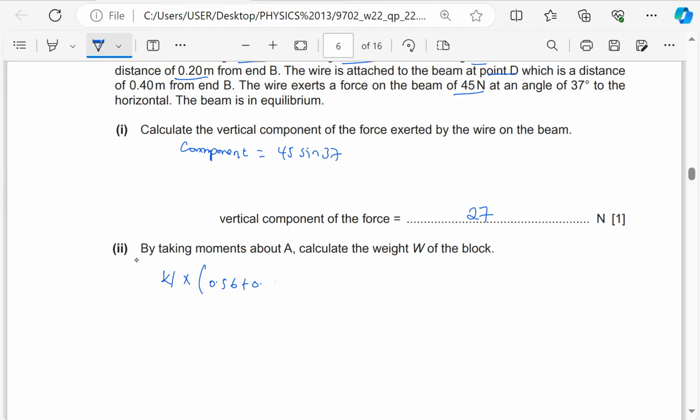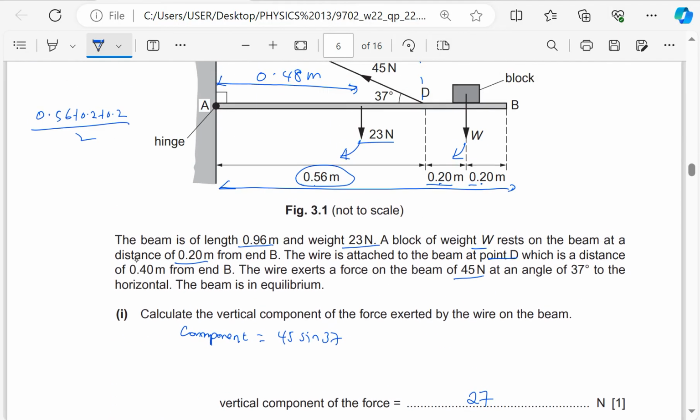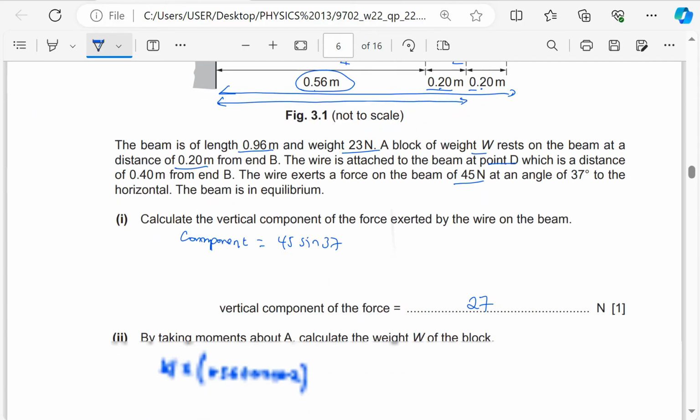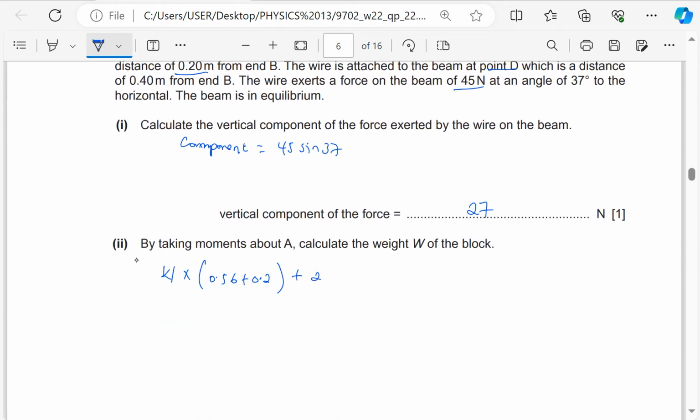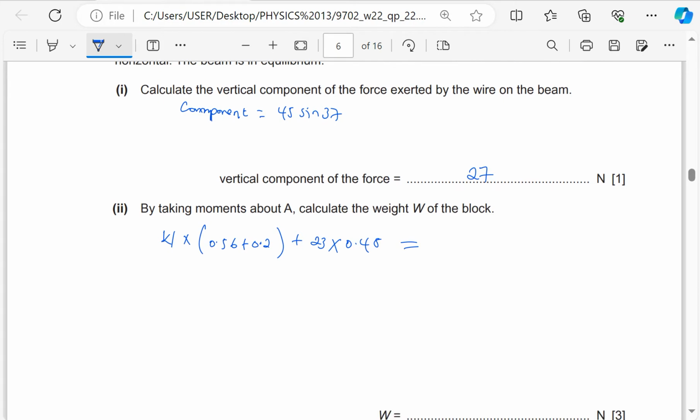It is 0.56 plus 0.2, the perpendicular distance of W from the pivot. It's this distance up to here. Then plus 23 is also acting anti-clockwise, which has a 0.48 perpendicular distance. This should be equal to the anti-clockwise moment, which is the component of the tension, 27 times, or 4 sine 37 times the perpendicular distance, which we said is 0.56.